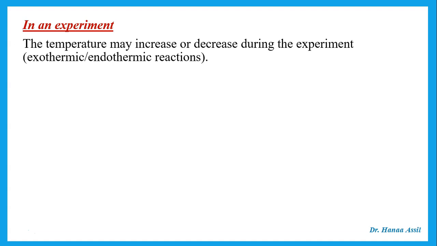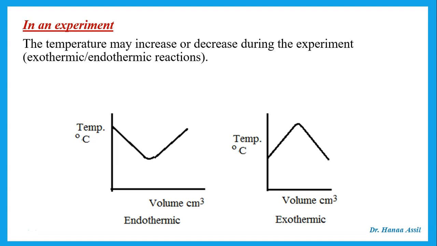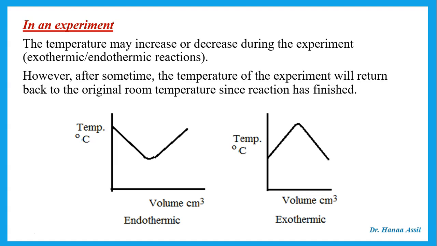If we're measuring temperature and we're told that the temperature increases or decreases, then we're talking about an exothermic or an endothermic reaction. If the temperature decreases as soon as the experiment starts and then goes back to room temperature, that means the experiment was endothermic. If, as soon as the experiment starts, the temperature starts to rise, and then at some point the experiment finishes so the temperature returns to room temperature, that is an exothermic reaction. So remember that whether the temperature goes up or down depends on whether it's endo or exo, but eventually either way the temperature will return to the original room temperature because the reaction has finished.